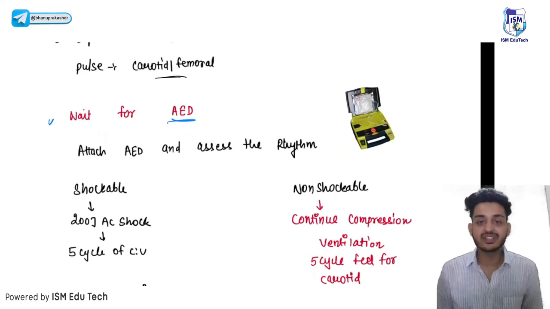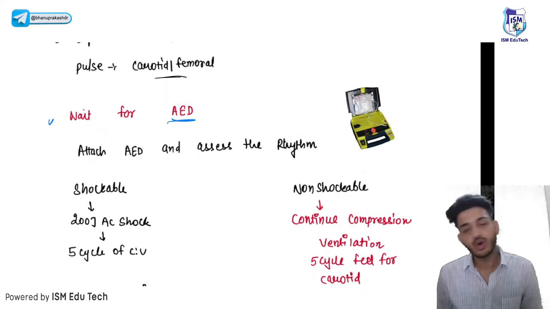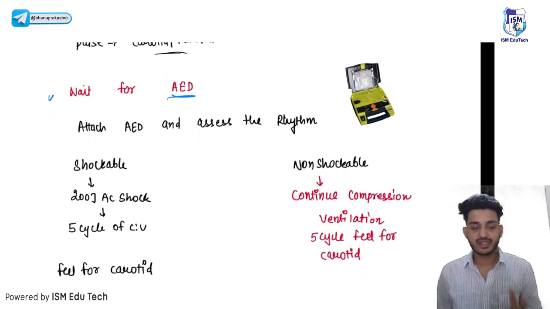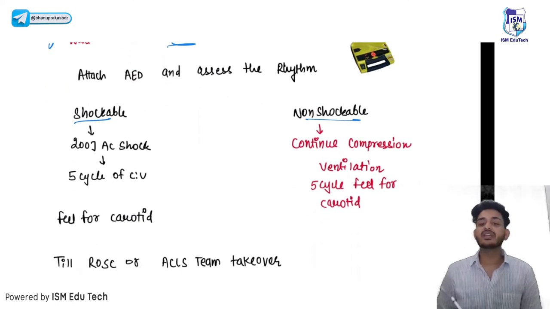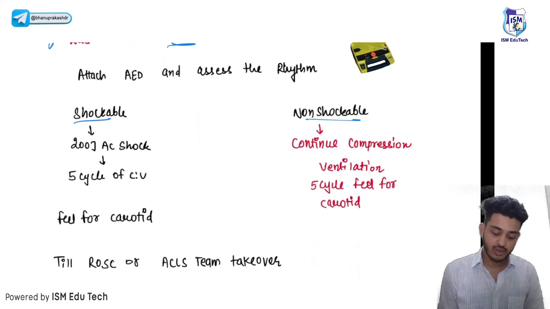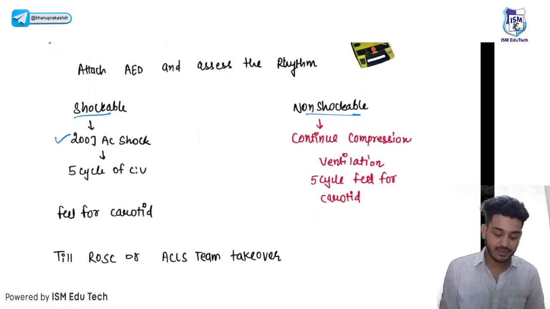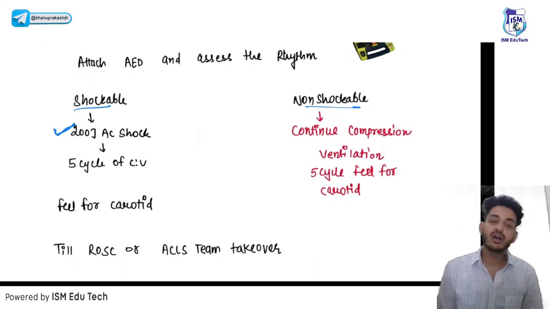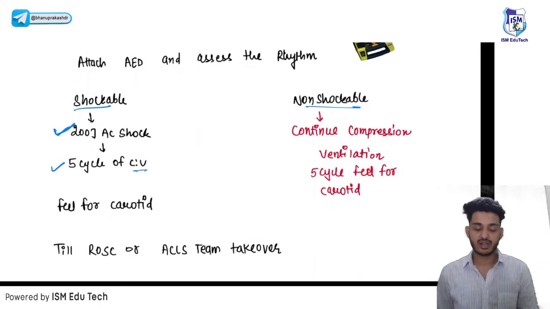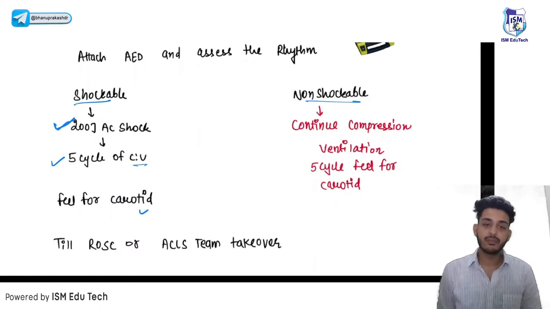In the screen, you will see whether the rhythm is shockable or non-shockable. There are 2 types of rhythm. First one is shockable, second one is non-shockable. Shockable rhythm, we need to press the button, right? So you will be pressing the button and it will start a charge of 200, and then you will continue the 5 cycles of compression and ventilation. Start again, then feel the carotid pulse.